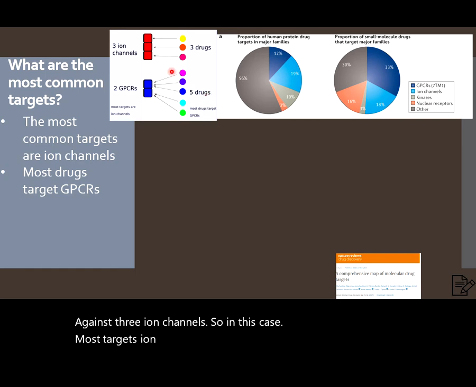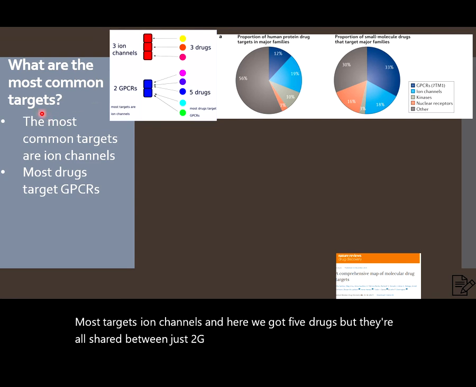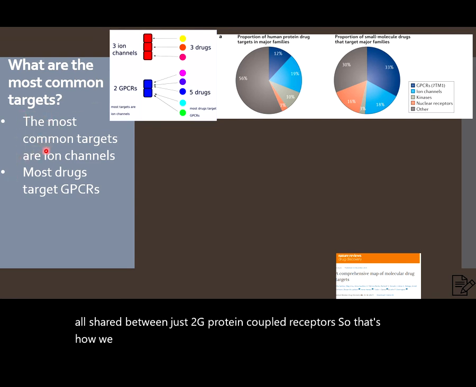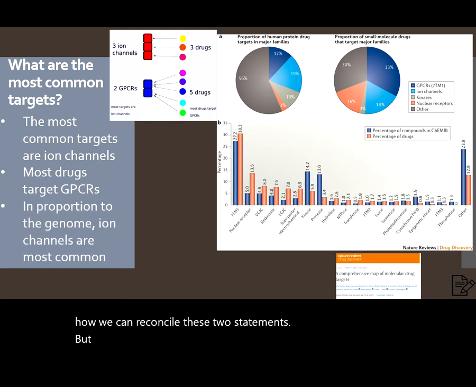And here we've got 5 drugs, but they're all shared between just 2 G protein coupled receptors. So that's how we can reconcile these two statements. But it still remains that in proportion to the genome, ion channels are the most common type of target.